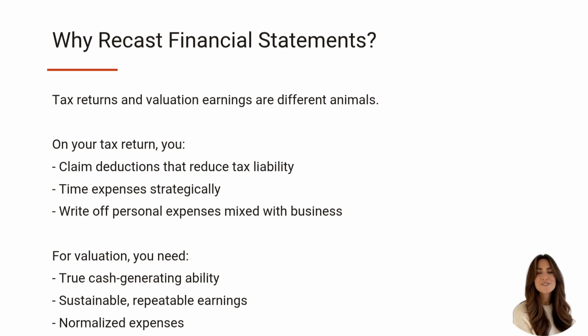If you bought office furniture for $20,000 and expensed it, that reduced your tax bill, but it also reduced your reported income. A buyer will add it back because it is not a recurring expense. Same with owner salary, personal expenses, one-time costs. Recasting is how you bridge that gap.